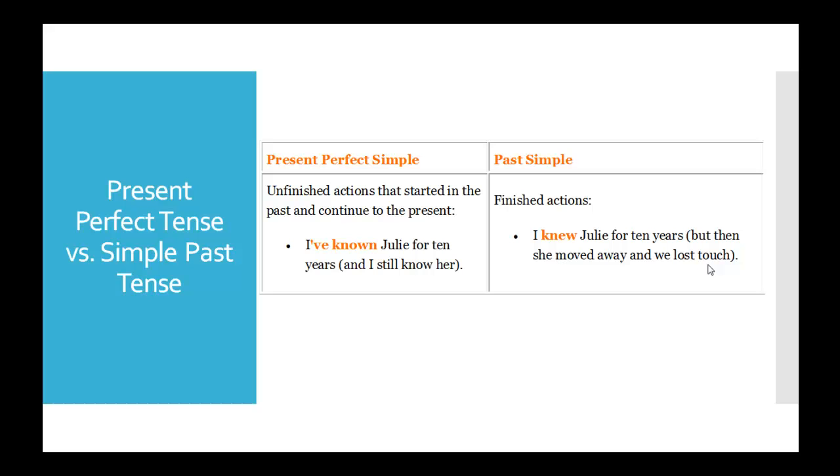Let's take other examples. If we say, I have played tennis for 10 years, in this sentence we use present perfect tense, and it means that I still play tennis. But if we say, I played tennis when I was a child, in this sentence we use past simple tense, and this means that I stopped playing tennis. I'm not playing it anymore.